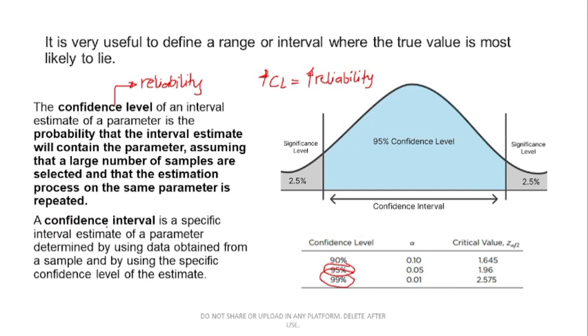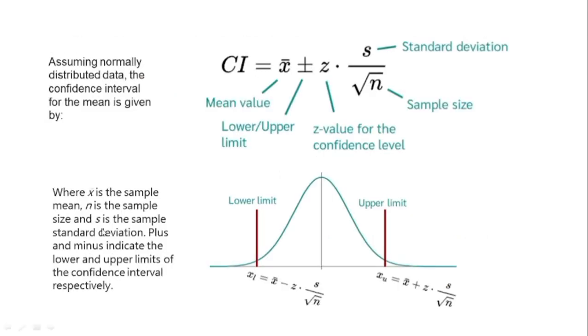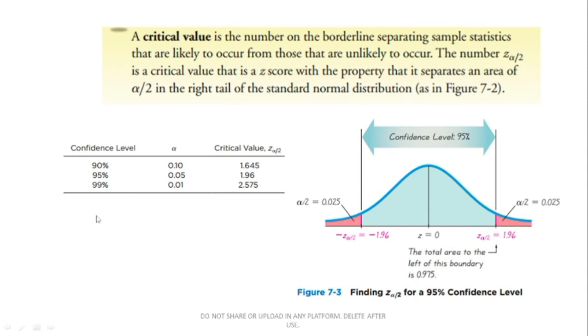So we have here, the confidence interval is a specific interval estimate of a parameter determined by using data obtained from a sample by using the specific confidence level of an estimate. So yung intervals conducted this way is called, yun nga, yung confidence interval. So, we have example ata dito ng confidence interval. Wait lang, dito na tayo.